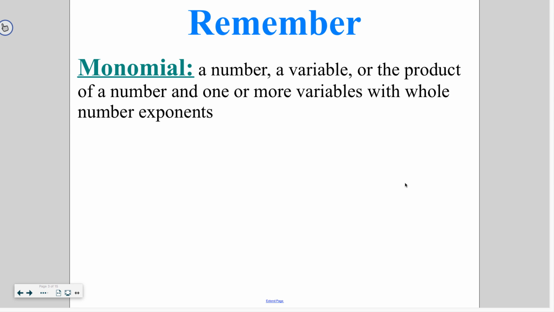So, first thing to remember is that a monomial is a number, a variable, or a product of numbers and variables where we have whole number exponents. So that's no negative exponents and no fraction exponents.